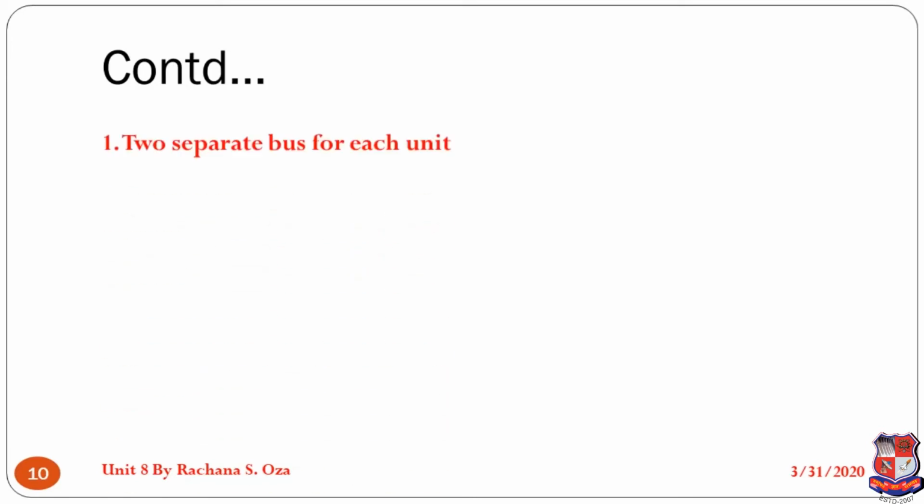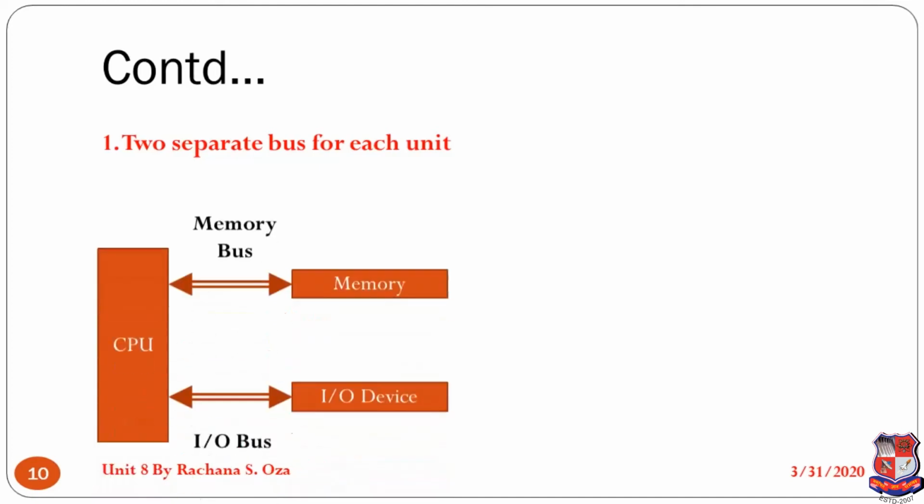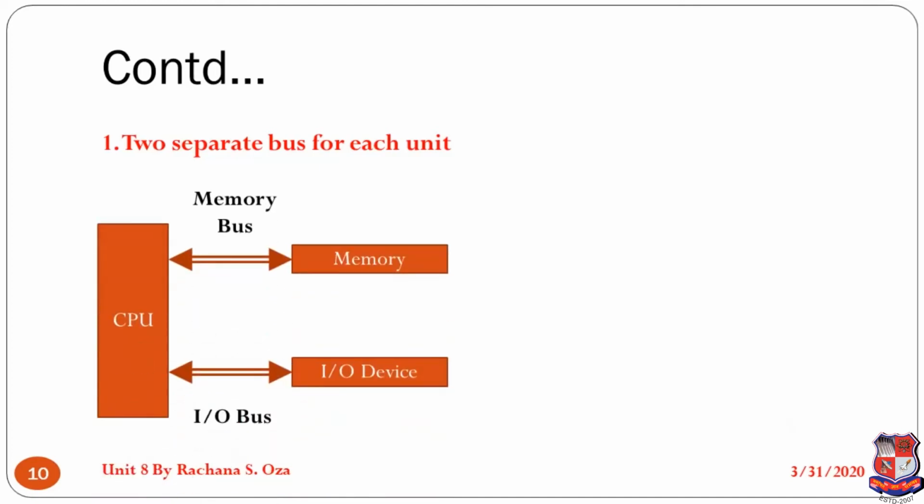So in this diagram you can see the very first thing is two separate buses for each unit. Now you can see the complete schematic of the system. There is one entity, the CPU, communicating with two different entities, memory and I/O device. You can see there are two individual buses available. One is a memory bus, second is an I/O bus. Mind you, both the buses are bidirectional. They can carry information from CPU to memory, from memory to CPU, and the same case with the I/O devices.